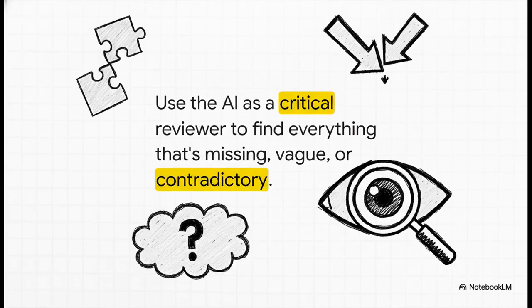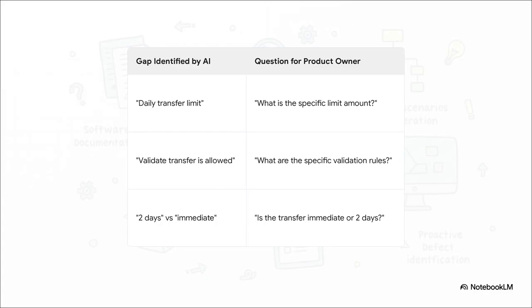Okay, now for the really fun part. Step 2 is all about exposing the gaps. This is where we use the AI as a detective to find everything that's missing, vague, or even contradictory in that requirements document. And what's so powerful here is how the AI turns that ambiguity into action. So for instance, a user story mentions a daily transfer limit, but doesn't say what it is. The AI flags it and helps you form a super specific question for the product owner. It sees a fuzzy phrase like "validate that transfer is allowed" and pushes back, asking for these specific rules. It can even catch contradictions that are so easy for us to miss when we're reading quickly.